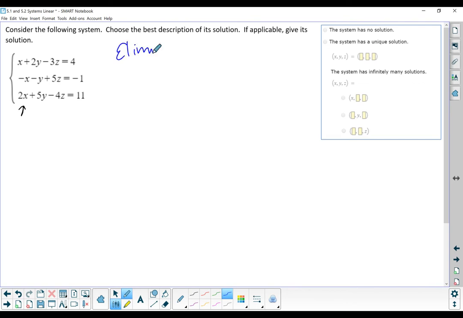So let's label it A, B, C. We can go ahead and add together A and B. When we add together A and B, the x eliminates, 2y minus y is y. We've got 2z, and it's equal to 3.